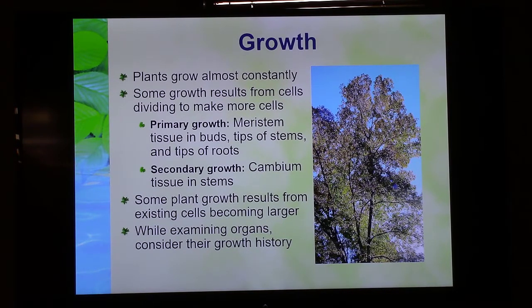Secondary growth, the dividing cells are in the stem and they're oriented so that the division causes the stem to get wider. So primary growth is growth in length. Secondary growth is growth in width. Some plant growth results from existing cells becoming larger. Once you've made a little bitty cell, that cell can get bigger as the whole plant does.